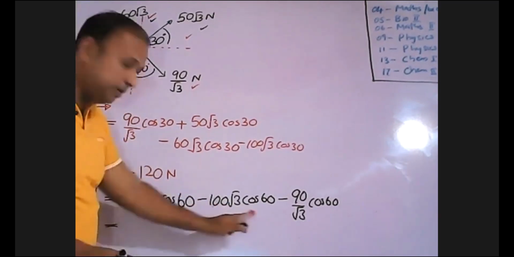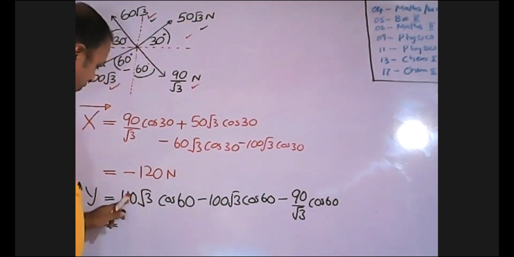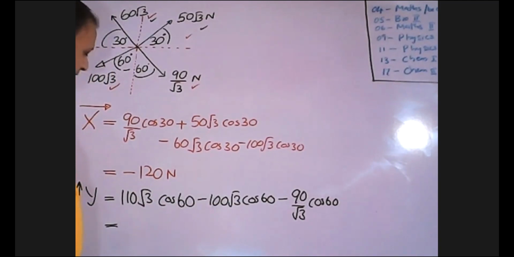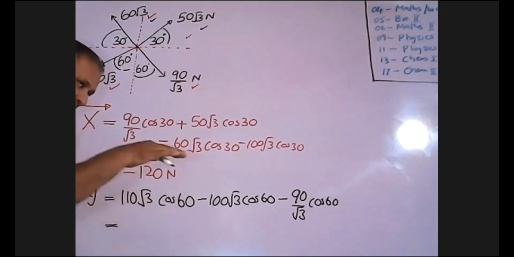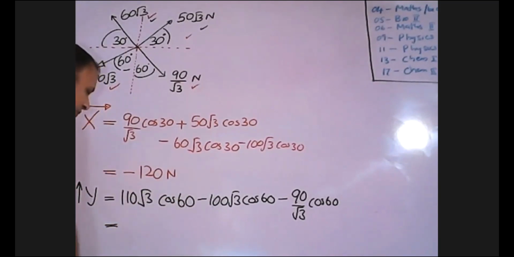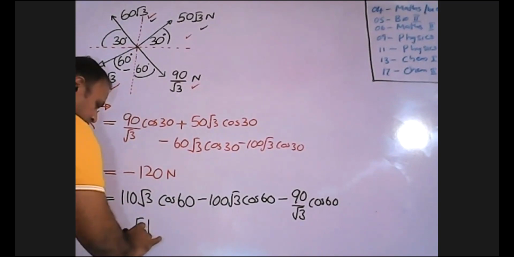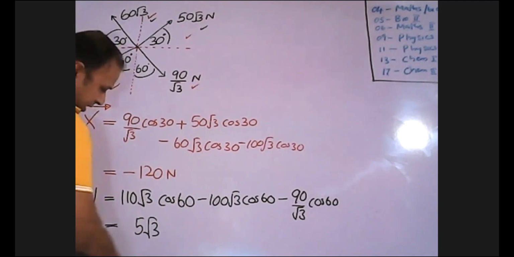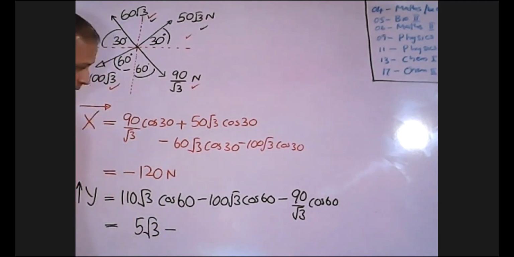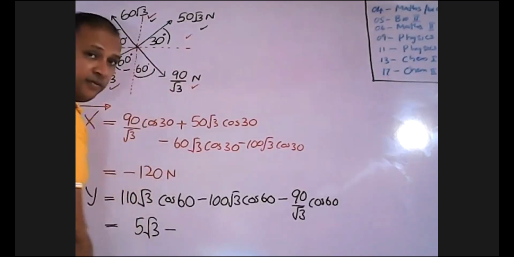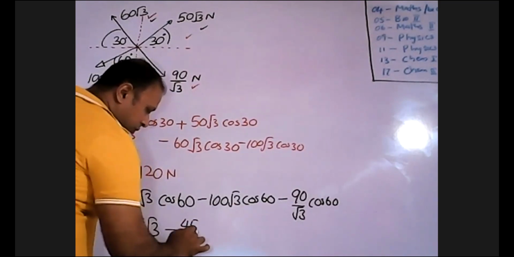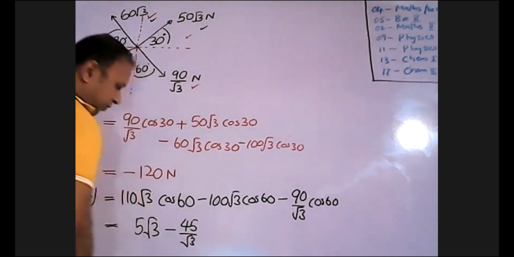Cos 60 is common to both. Therefore, 110 minus 100 means 10. 10 root 3 into cos 60. That means cos 60 is half, no? Cos 60 is half. Therefore, 5 times root 3 here. Minus, this also half. If you replace it by half, that means 45 over root 3.